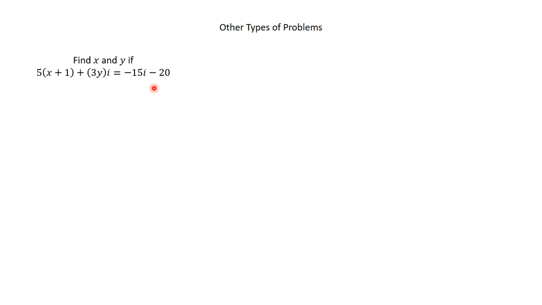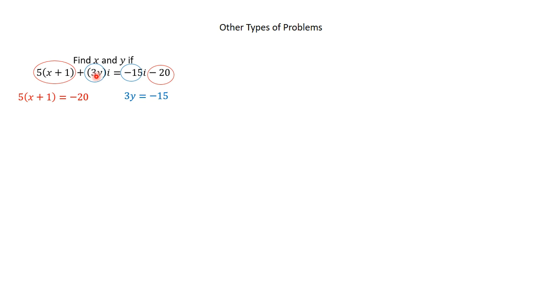In these cases, if we have a complex number equals a complex number, the real parts have to be equal, and the imaginary parts have to be equal. Y isn't going to equal something that's going to get it away from this i. And so the real parts, which would be this 5x plus 1 and the negative 20, have to equal each other. 5 times x plus 1 equals negative 20. And the imaginary parts, 3y, has to equal negative 15.